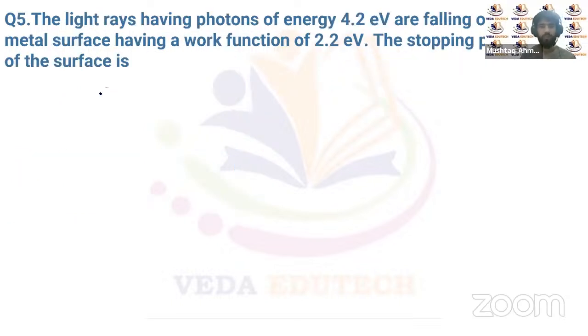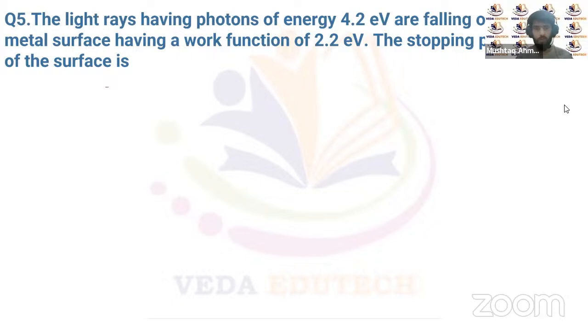Now let's move on to question number 5. The question number 5 is that the light rays having photons of energy 4.2 electron volt are falling on a metal surface having a work function of 2.2 electron volt. The stopping potential of the surface is, right?